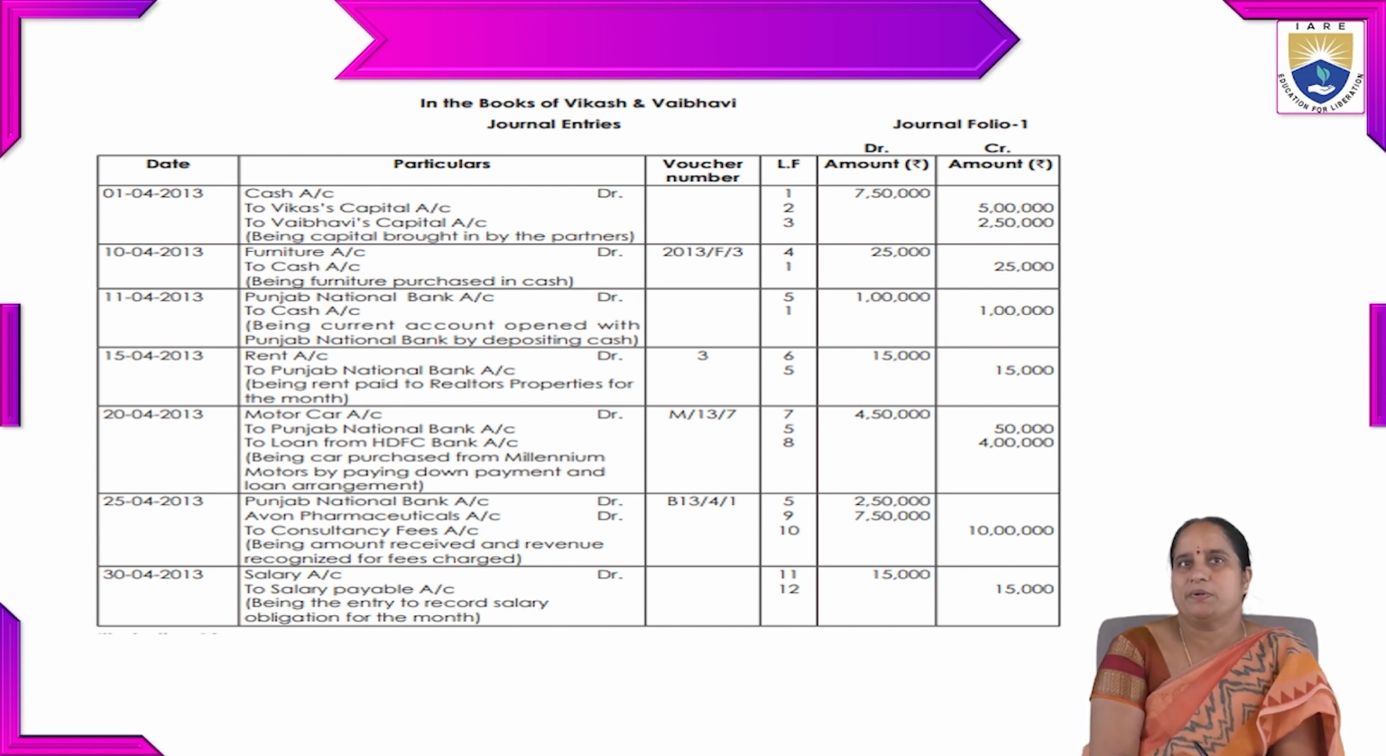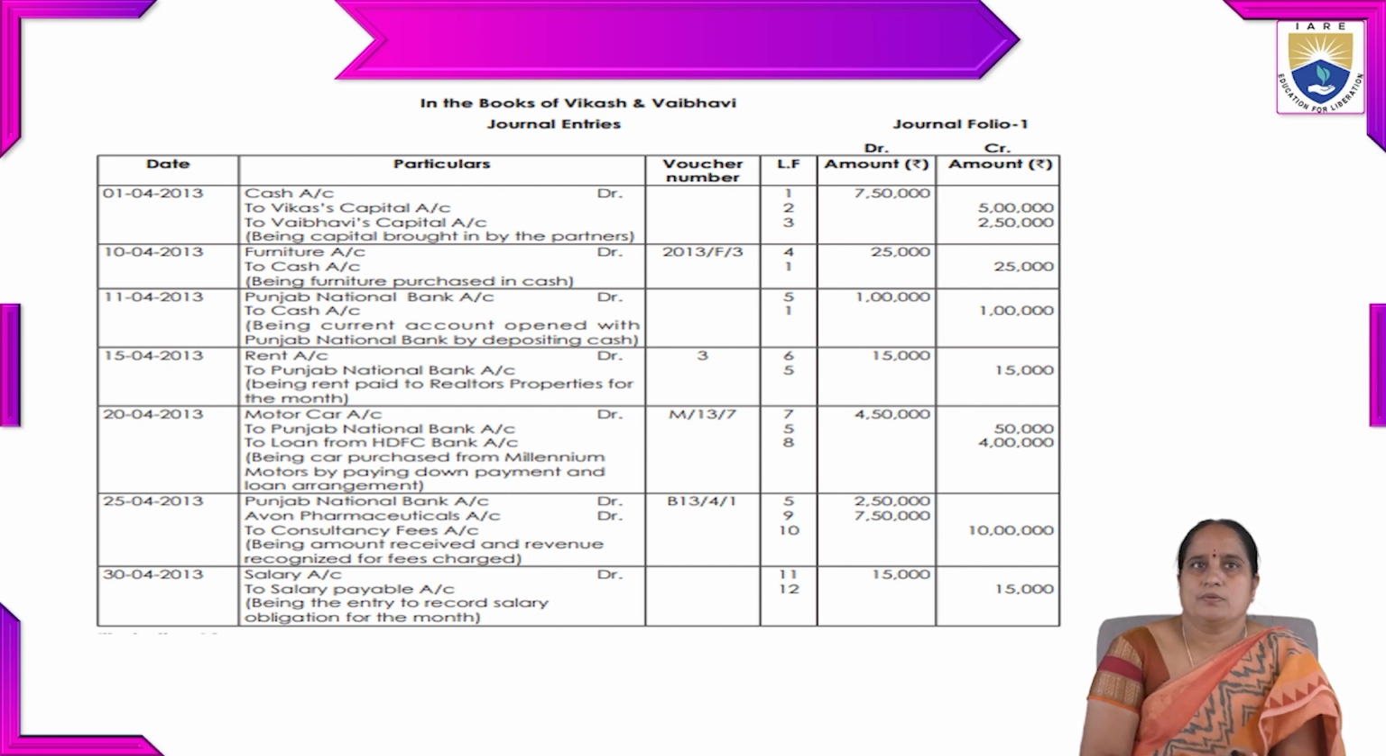So a few of the things they make purchases by check and the rest of the amount is payable by taking a loan from HDFC Bank. So motor car account debited to Punjab National Bank account and credit side to loan from HDFC Bank. So total 4 lakhs 50,000 debited to motor car account and the same credited, 50,000 from Punjab National Bank and 4 lakhs they took in the form of loan.